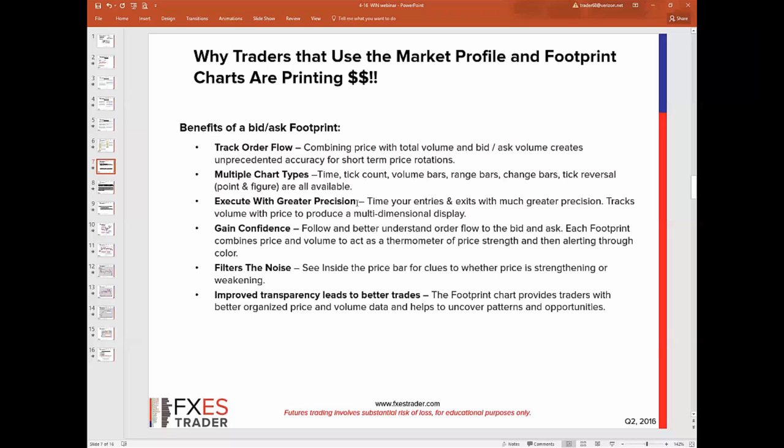So executing with greater precision, I guess that goes without saying, gaining confidence. What I love about this is it filters the noise. You can actually filter out the one lots, but even if you're not filtering them, it still aggregates them, so you don't really care how many one lots went through. With the footprint you can filter for the large contracts traded. And with the order imbalance algo that I'll show, you can also see the relationships between what executes on bid versus offer, which brings improved transparency and ultimately leads to better trades.